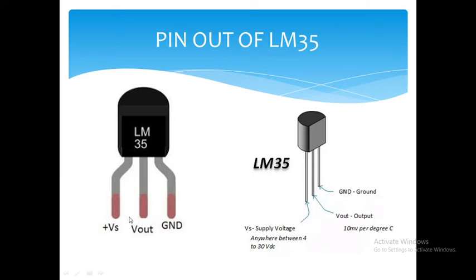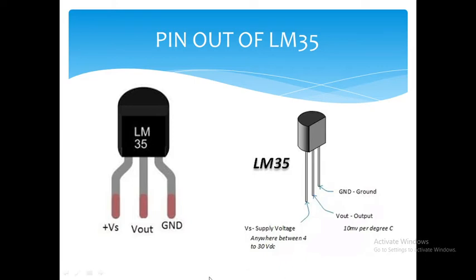The first one is VCC. It can support 4 volts to 30 volts VDC. Then the middle pin is the Vout pin. This pin should be connected to an analog pin of the Arduino microcontroller. Then we connect the third pin to ground. So connect ground to ground, VCC to 5 volts, and the middle pin to any one analog pin on the Arduino microcontroller.